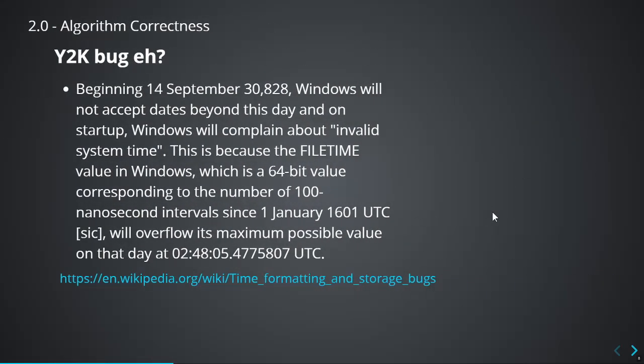So, another bug. You probably have heard about the Y2K bug, but you probably haven't heard about this one. So in September 14, 3828, Windows will stop working. Well, actually, this is Windows XP. So if you're still somehow using Windows XP by the year 3828, it will stop working because the file time value in Windows uses a 64-bit value, and the date that it stores can only go up to September 14, 3828.